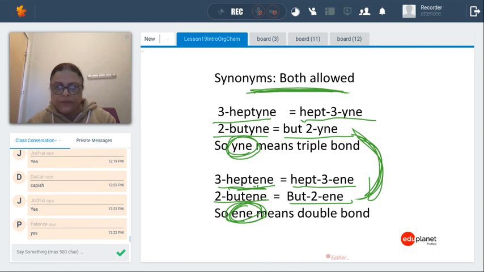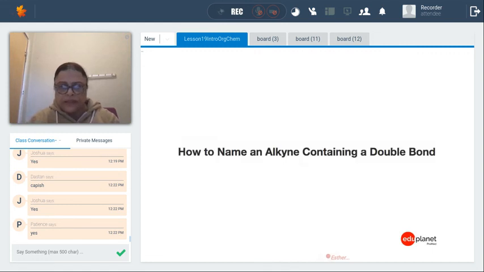Okay, all right. So what happens if a double bond meets a triple bond? What happens?